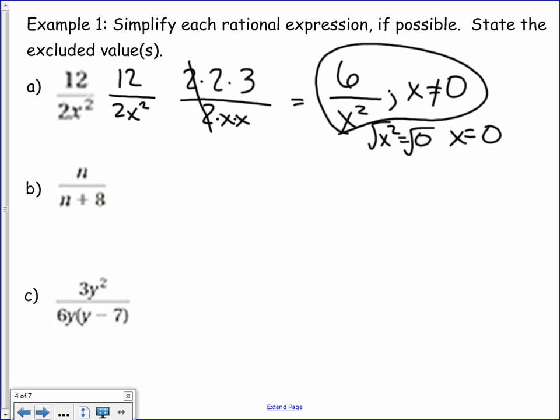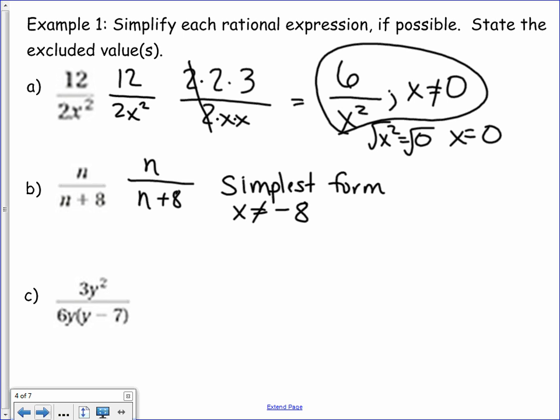Now in part B, okay, we have n divided by n plus 8. Okay. Now notice here this is n plus 8. If this would be n times 8, we could simplify this to 1 over 8 and divide out the n's. Since this is technically n plus 8, okay, it is already in simplest form. Okay. We can't simplify it anymore, but we still have to say what the excluded value is. The excluded value, x cannot be equal to -8, because if x were equal to -8, then the denominator would be 0. Okay.